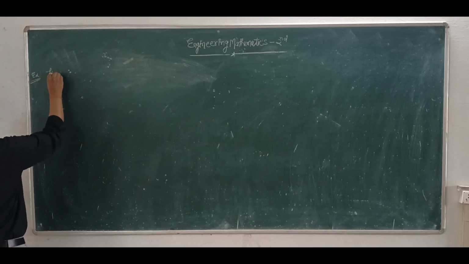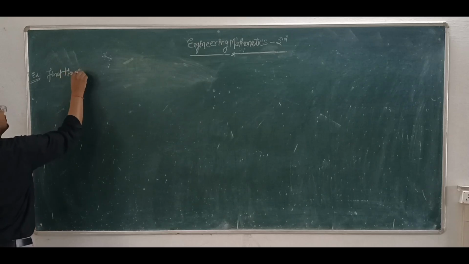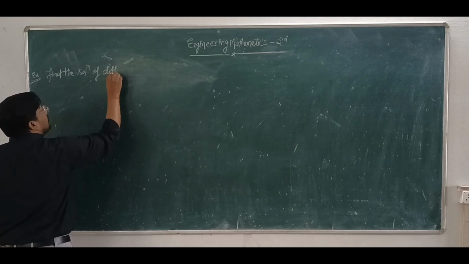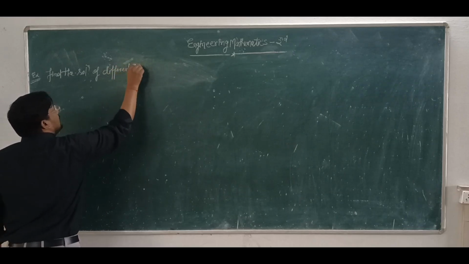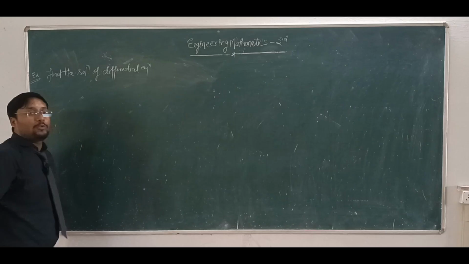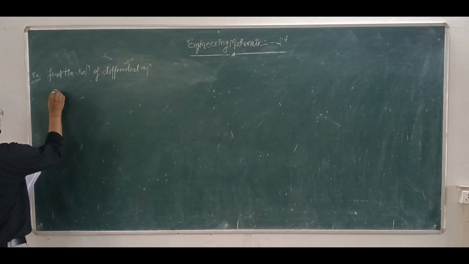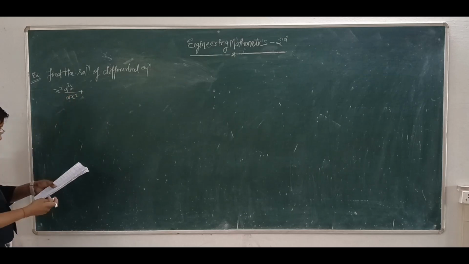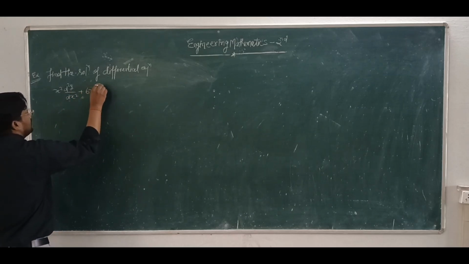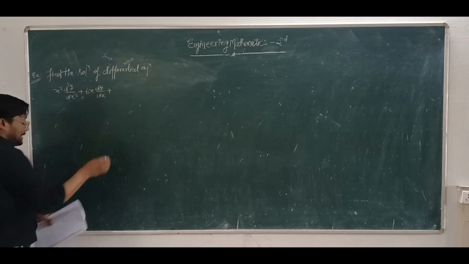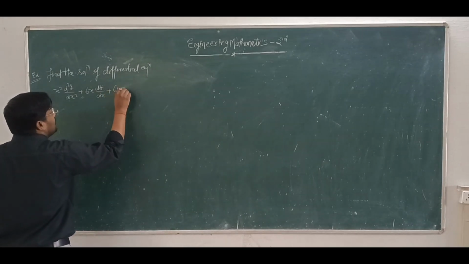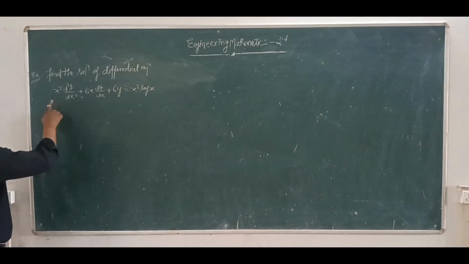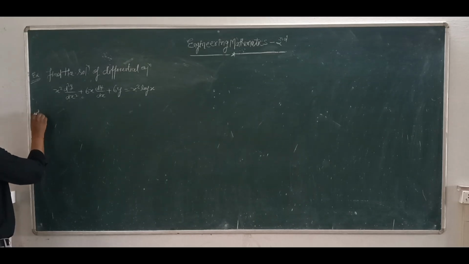Find the solution of the differential equation. You can note down the differential equation: x squared d2y of dx2 plus 6x dy of dx plus 6y is equal to x squared into log x. This is a differential equation. First you can write the solution of this problem.